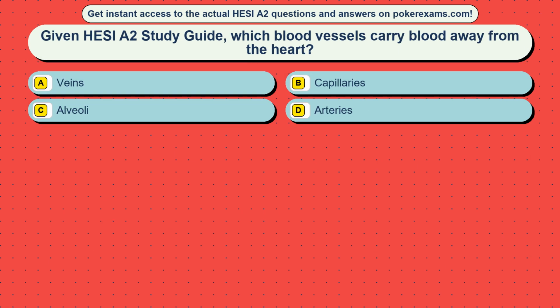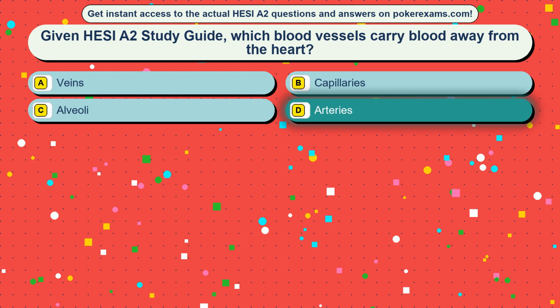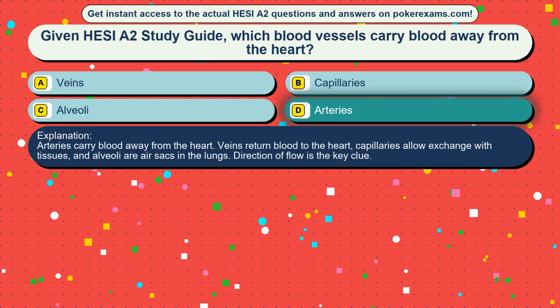Question 18. Given HESI A2 Study Guide, which blood vessels carry blood away from the heart? Option A, veins. Option B, capillaries. Option C, alveoli. Option D, arteries. The correct answer is option D, arteries. Arteries carry blood away from the heart. Veins return blood to the heart, capillaries allow exchange with tissues, and alveoli are air sacs in the lungs. Direction of flow is the key clue.